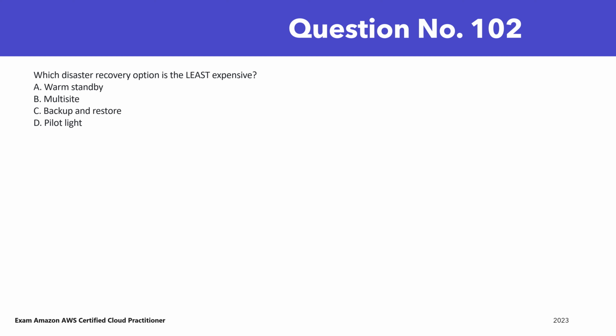Which disaster recovery option is the least expensive? A. Warm Standby. B. Multisite. C. Backup and Restore. D. Pilot Light. Correct answer, C.